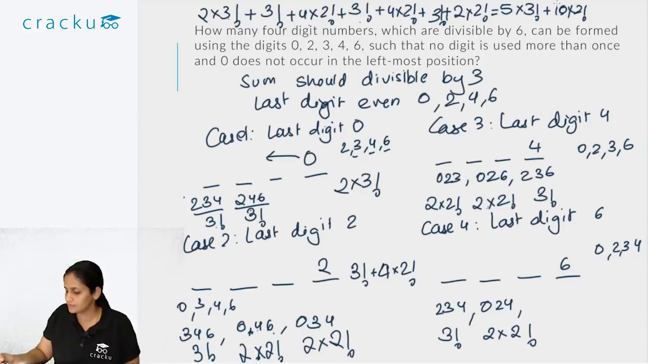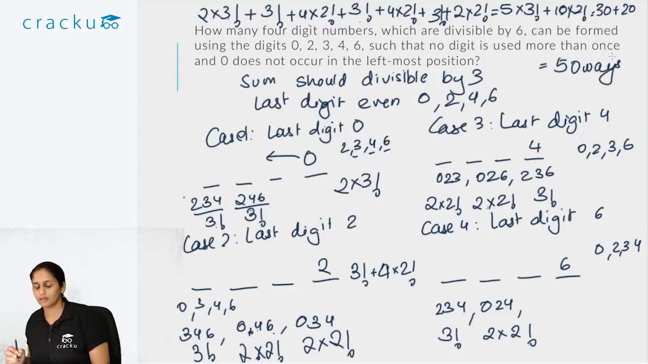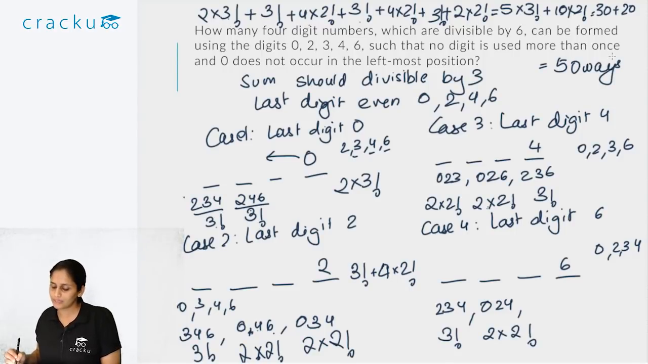So 2 factorial is nothing but 2 and 3 factorial is 6. So 6 into 5 is 30 plus 20. So the total number of ways is 50 ways. So the total number of 4 digit numbers that can be formed such that they are divisible by 6 is 50 numbers. So this is how we answer the question.